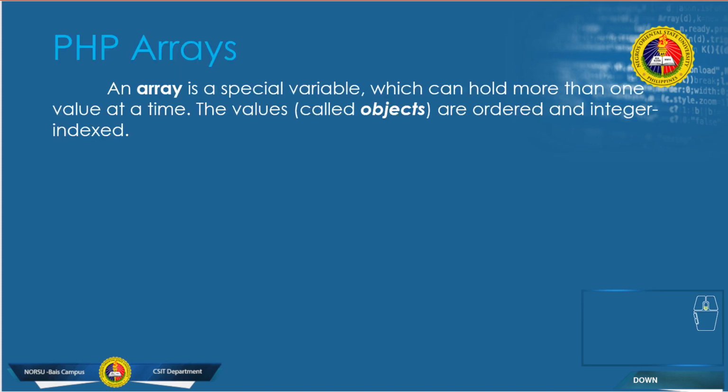So what exactly is an array? An array is a special variable which can hold more than one value at a time. The values, called objects, are ordered and integer indexed. As the term suggests, it is a special variable. Basically, it's the same variables that we've been discussing for the past two weeks, if I'm not mistaken. An array is just another variable.